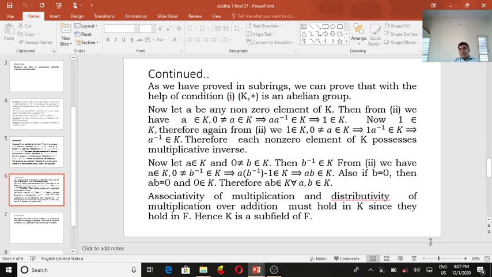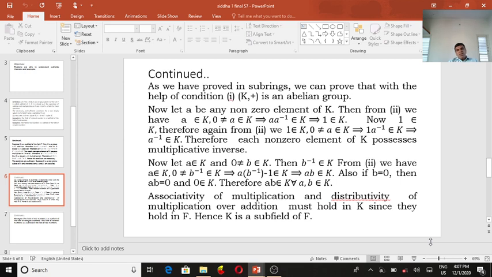As we have proved for a subring, we can prove with the help of the conditions that K under addition is abelian. Abelian is the same as a commutative group. An abelian group is a commutative group: A plus B equal to B plus A.